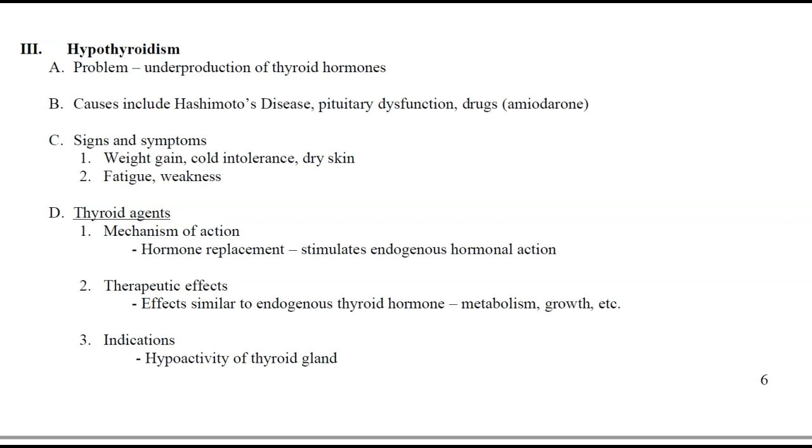Hypothyroidism. So the problem in hypothyroidism is that there's an underproduction of thyroid hormones. So there are different causes for this disease. Sometimes it's caused by Hashimoto's disease, which is an autoimmune disorder of the thyroid gland. It can also be from a pituitary dysfunction, so there's no release of TSH, sometimes because of the use of drugs such as amiodarone, because amiodarone can cause either hyperthyroidism or hypothyroidism. And on some occasions, it can be due to a thyroidectomy or removal of part of the thyroid, or a complete thyroidectomy, which is the removal of the whole thyroid gland.